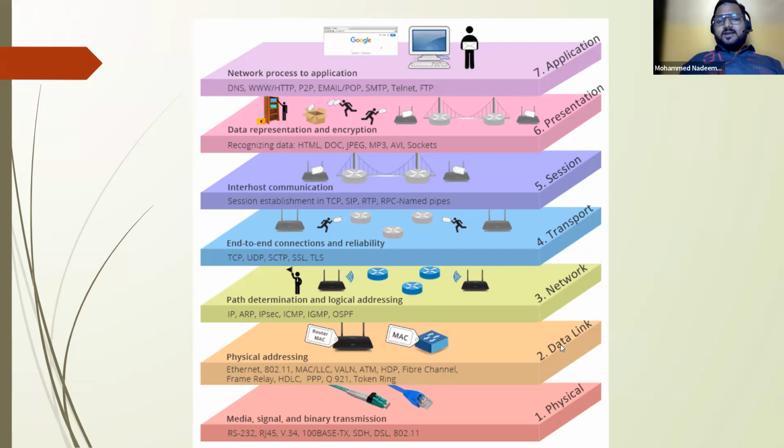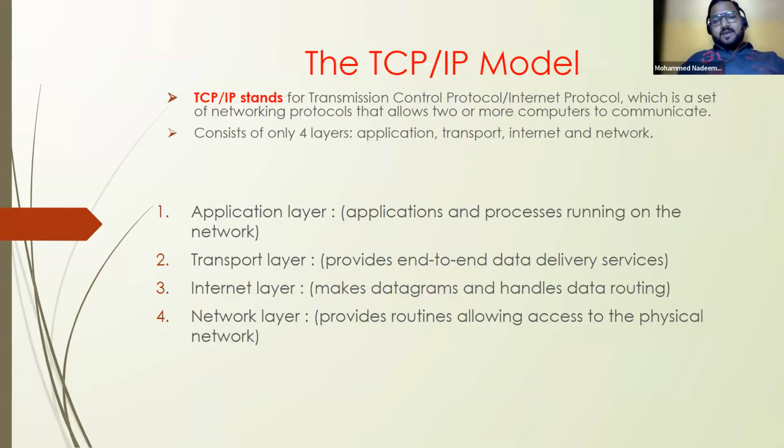Similarly, another model came, called the TCP/IP model. What they did is, instead of 7 layers, they made it into 4 layers. The physical and data link layers are clubbed into the network layer.